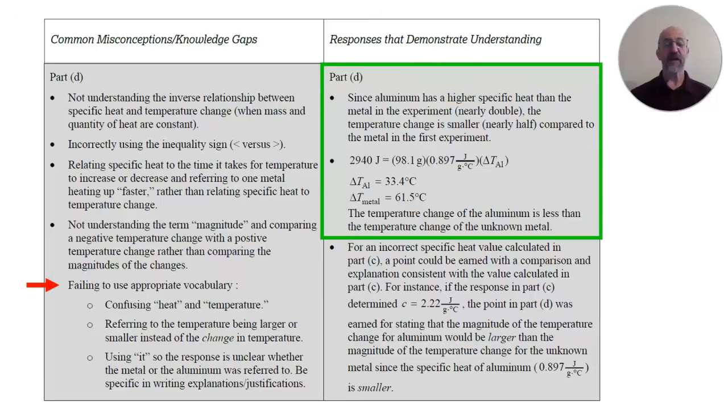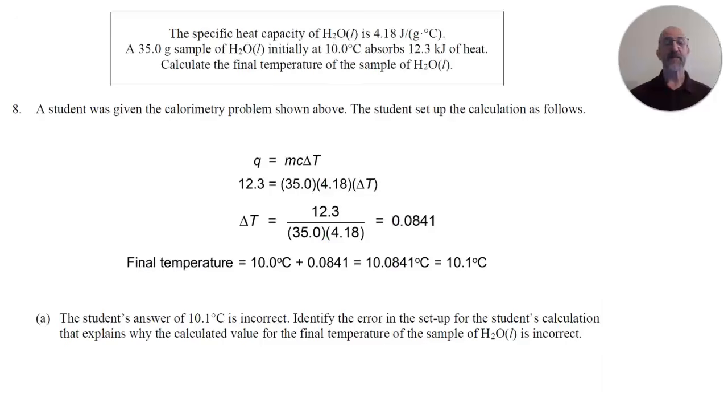Another mistake that is very common on the AP Chemistry exam, so I strongly encourage you to avoid this situation, is students tend to use the word "it" in their response. And now it becomes unclear whether the student is referring to the metal or the aluminum. So instead of saying something vague, such as "it would have a smaller delta T," you should be specific when you write your explanations and justifications on the AP Chemistry exam. All right, well, that was question 4 from the 2024 AP Chemistry exam. Now it's time to take a look at question 8 in this packet.